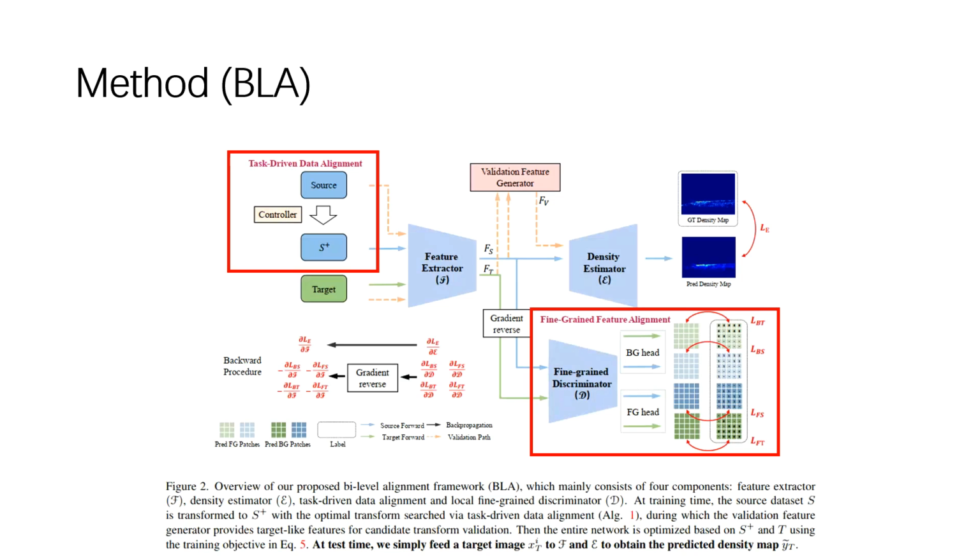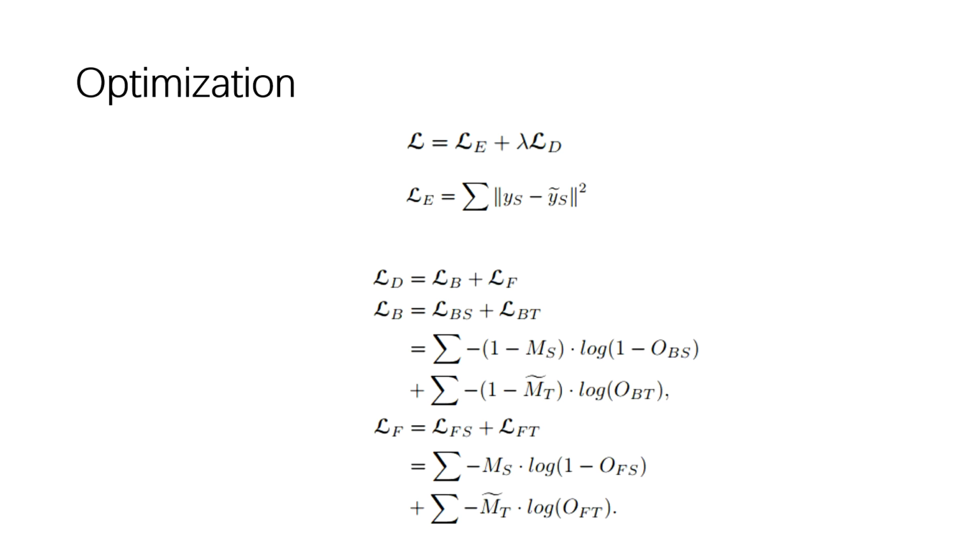This is the pipeline, and the optimization objective of the whole method is this equation. LE is the density estimation loss on a labeled source image. LB and LF are local fine-grained discrimination losses of background and foreground.